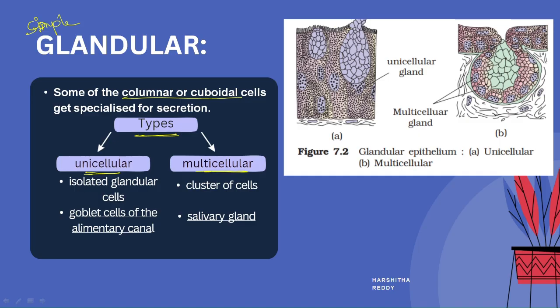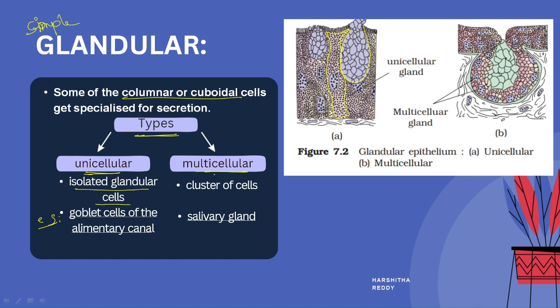Unicellular, as you can see in this first picture, only this particular cell is called a gland. This particular cell itself produces the product and releases it. As you can see in the next, it produces the product, and with this the cell bursts and releases the product into the bloodstream. So it is called isolated glandular cells. Generally, goblet cells of the alimentary canal are of this type.